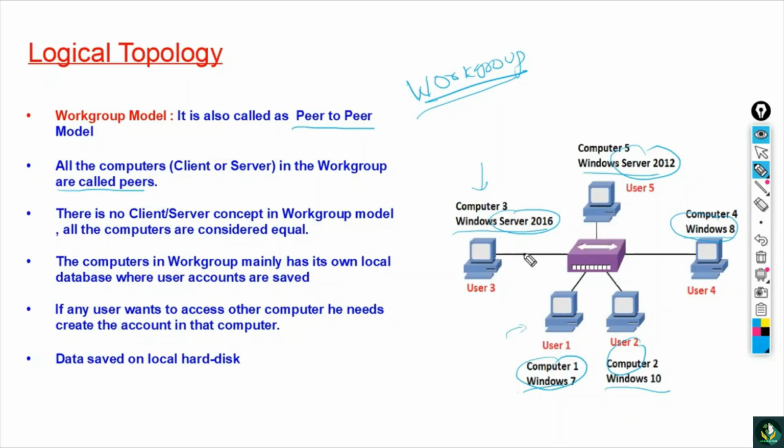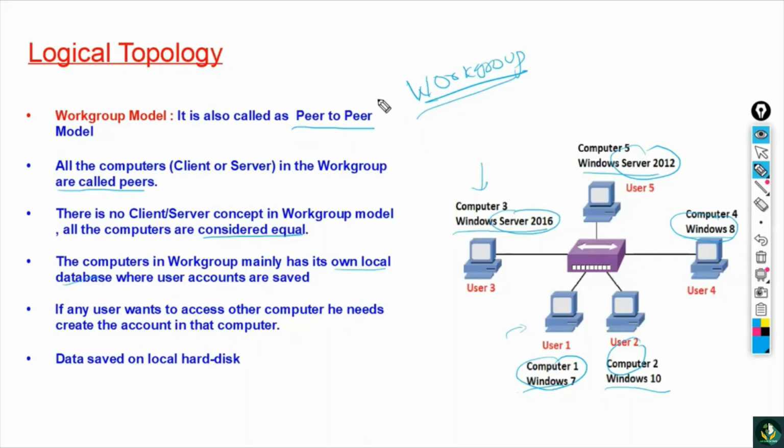There is no client, there is no server in workgroup model. All the computers are called peers. And the communication is peer-to-peer. So all the computers in the workgroup are called peers. There is no client-server concept in workgroup model. All the computers are considered equal here. The computers in a workgroup mainly have their own local database where user accounts are saved.